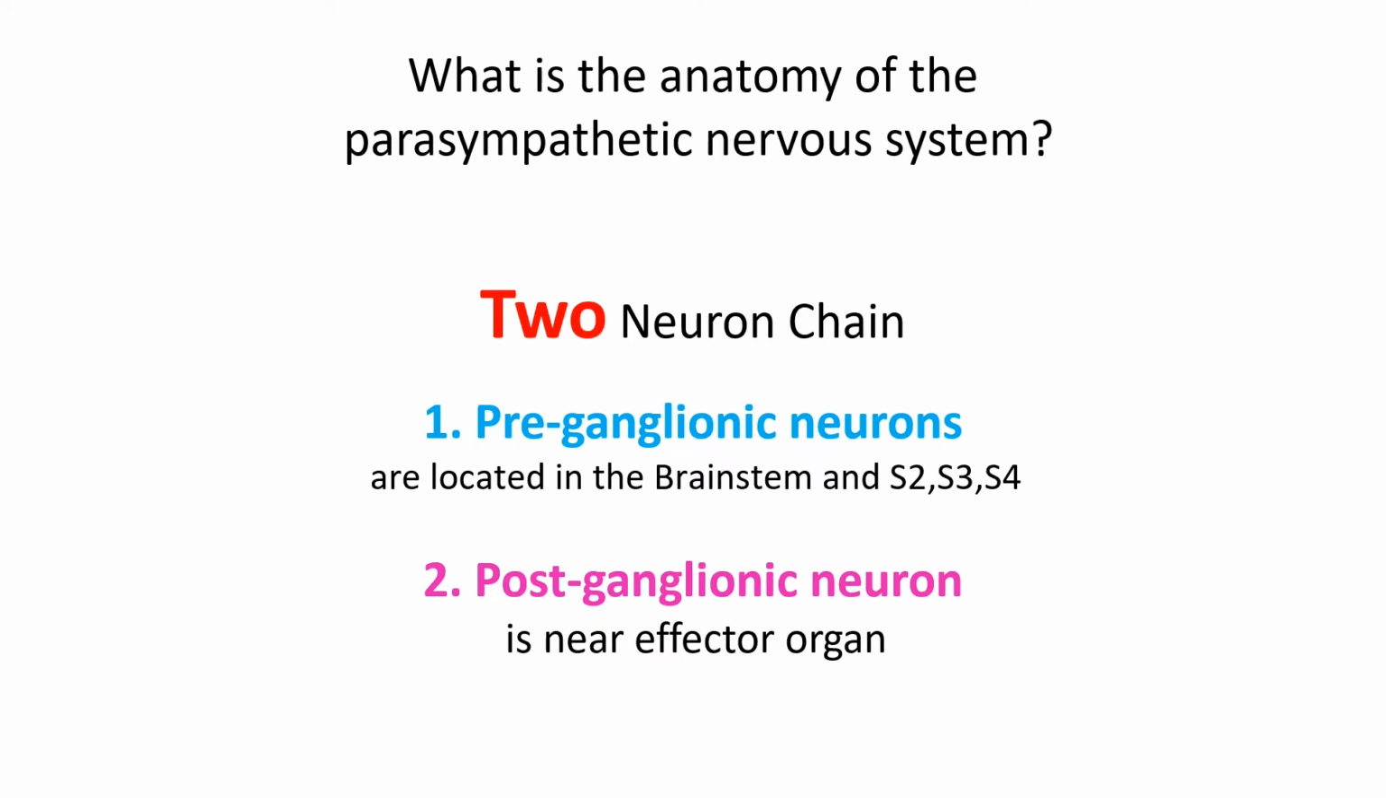What is the anatomy of the parasympathetic nervous system? It is a two neuron chain. The first is preganglionic neurons. They are located in the brainstem, and then the other part is in the sacral segment of the spinal cord, S2, S3, and S4. The postganglionic neurons, they are near the effector organs.